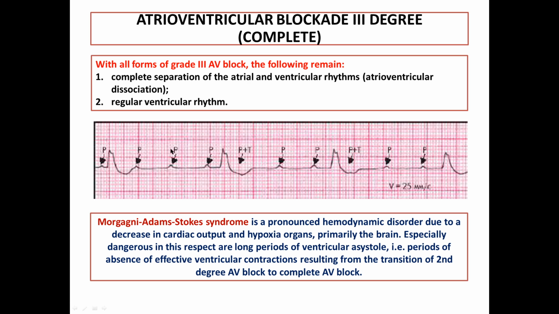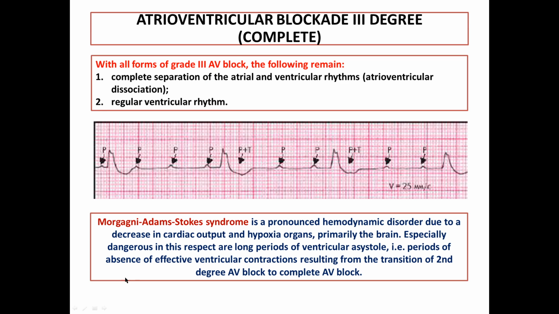That's why you see complete dissociation of ventricles and atriums. They have own rhythm. You see, if you count heart rate between the PP, it will be about 60 to 80. If you count heart rate by ventricular complexes, QRST between the RR, it will be about 40 to maximum 50.